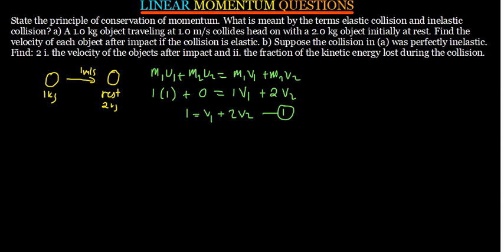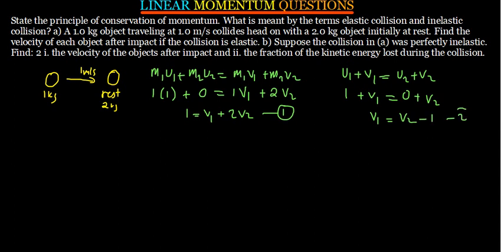Now, since this is an elastic collision, we know that u1 plus v1 is equal to u2 plus v2. u1, the initial velocity of 1, is 1. Final velocity 1 we don't know. Initial velocity 2 is 0. Final velocity 2 we don't know. So I can make v1 the subject of the formula. So v1 is going to be v2 minus 1. This is equation 2.